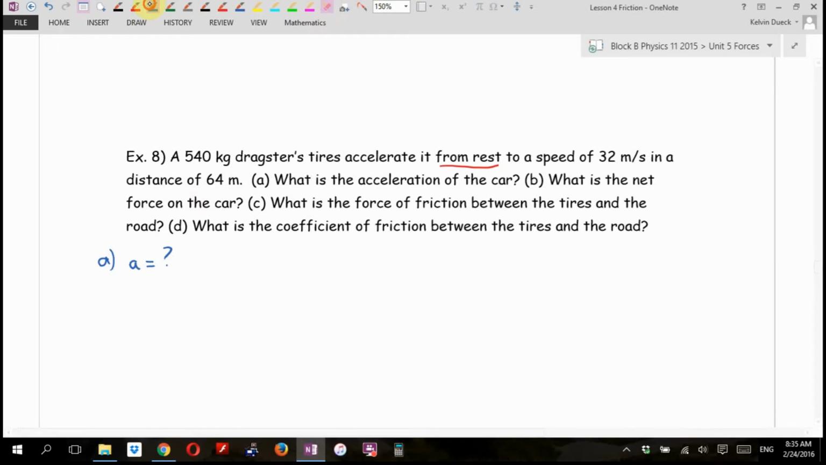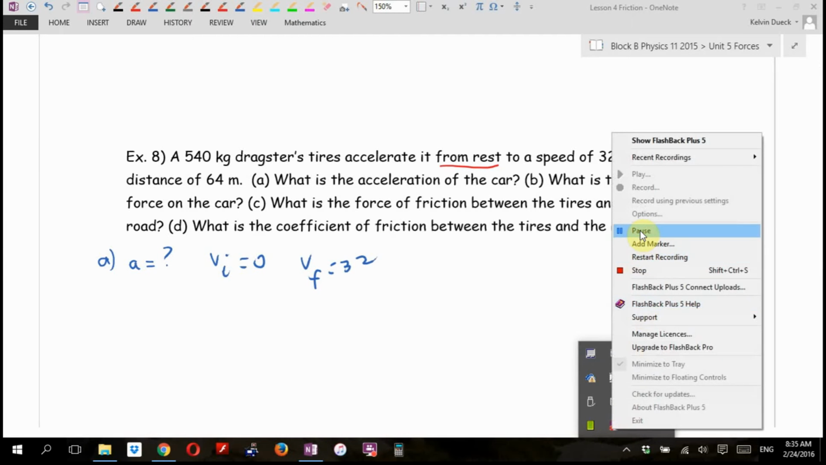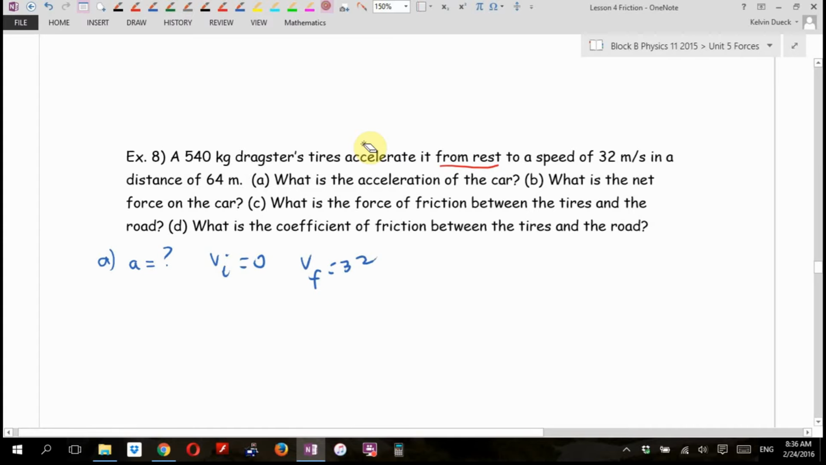So I agree. You said VI was 0. What else do I know? VF is 32. And I need to rewrite that 32 because that looked yucky. What else do I know? Okay. Positive 64 or negative 64? Are you positive? Yeah, forward, yeah? Okay. Is there an equation that has those in it?